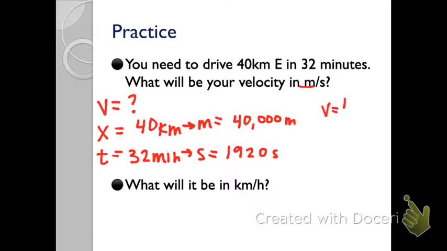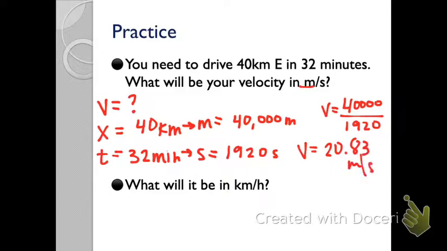So velocity equals 40,000 meters over 1920 seconds. And my velocity comes out to be 20.83 meters per second. Agreed? Now it asks for it in kilometers per hour. So there's a couple ways we could go about doing this.